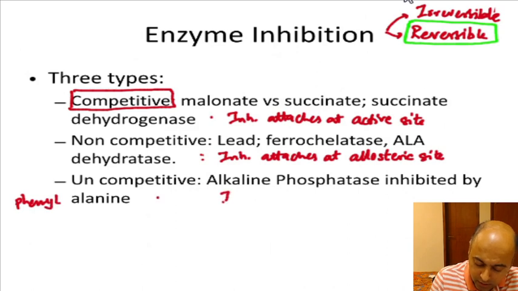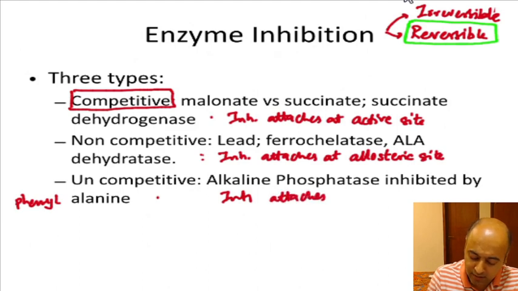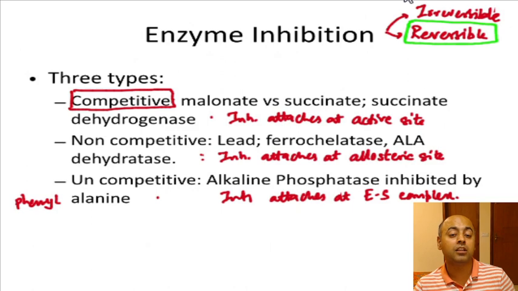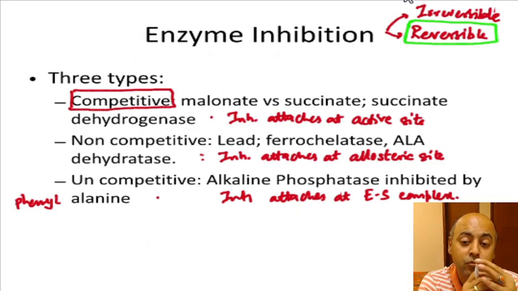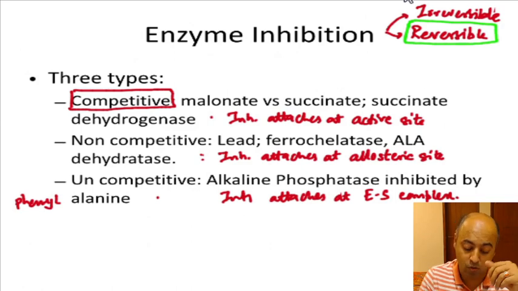where the inhibitor doesn't attach to the enzyme at any place. Rather, it waits for the enzyme and substrate to interact, and it will only attach to the enzyme substrate complex. Please keep this in mind. My uncompetitive inhibitor attaches at the enzyme substrate complex, not at the active site, not at the allosteric site, but it will wait for the substrate and enzyme to come together. Once they're together, it will expose a site where the inhibitor can attach. So it is only attaching to the enzyme substrate complex.